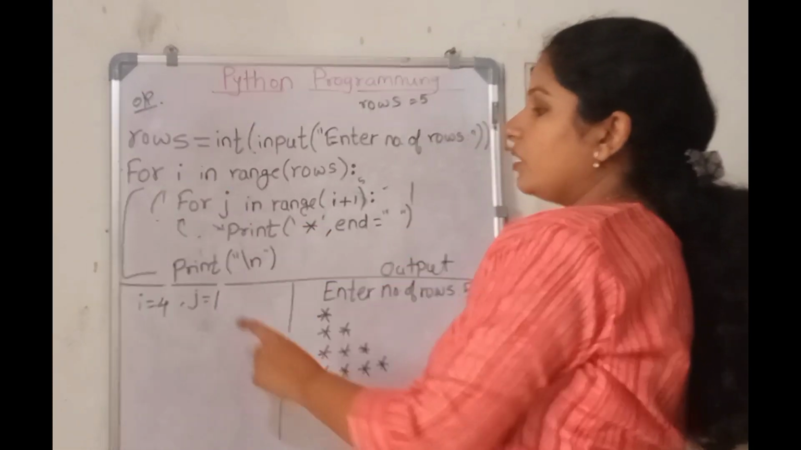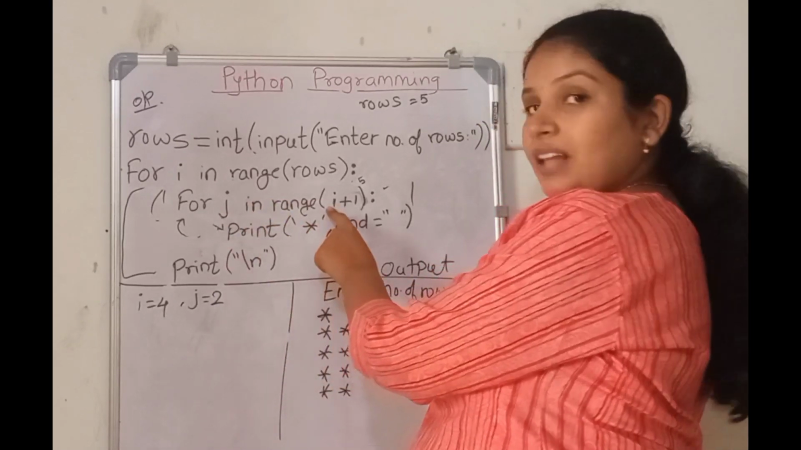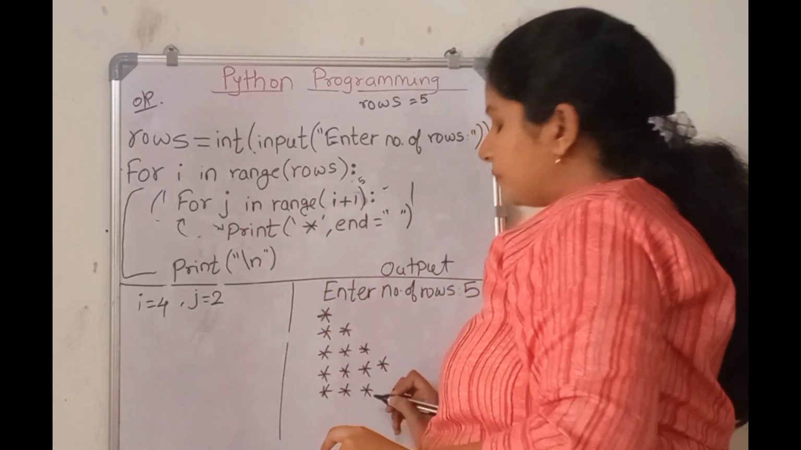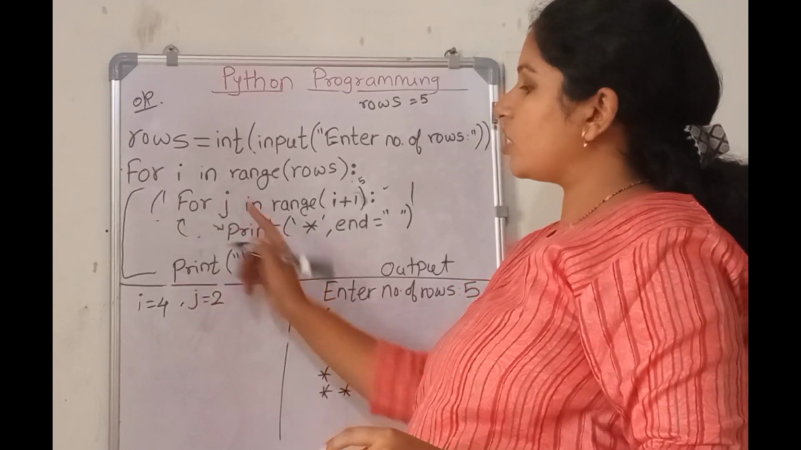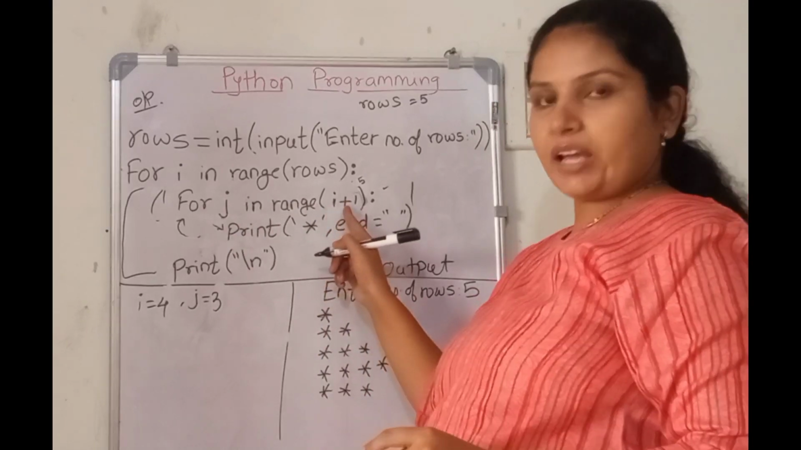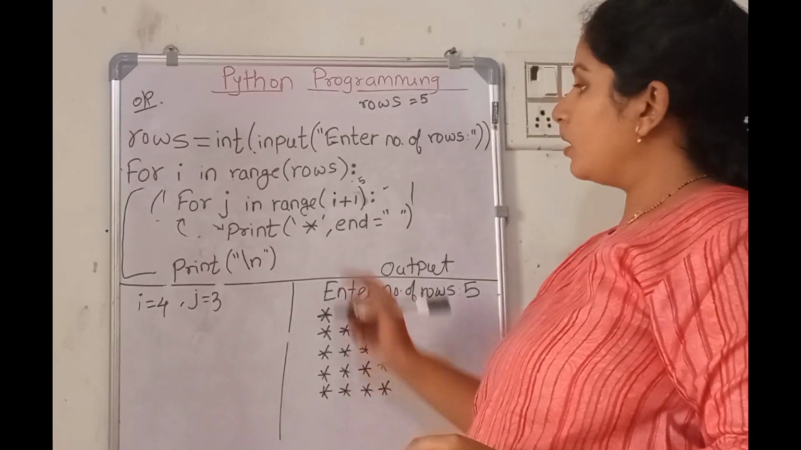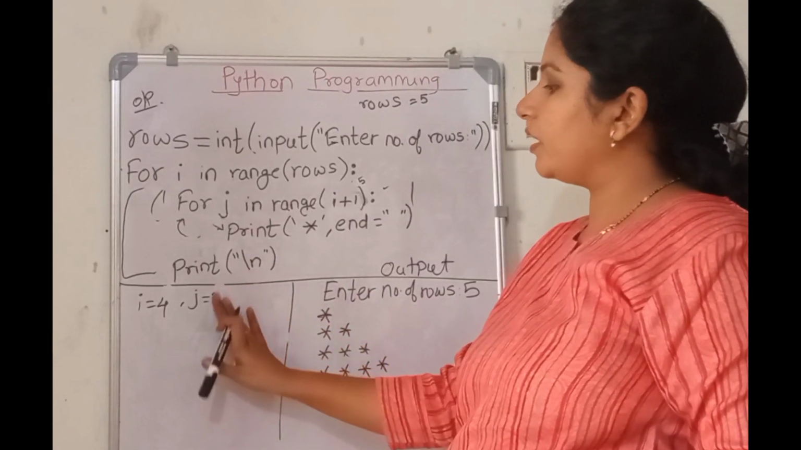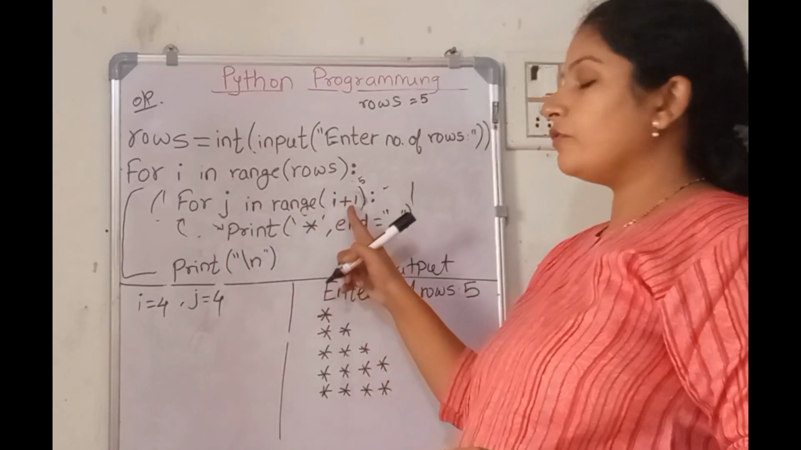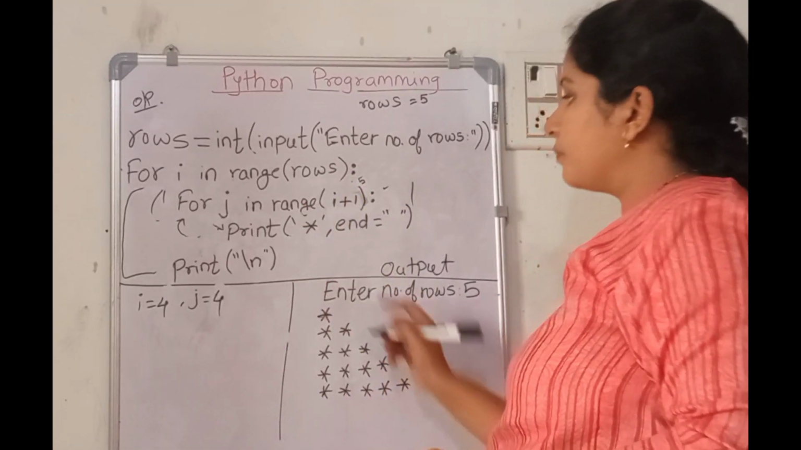Again go back to the j. Now j value is 2. 2 is less than I plus 1. Yes. Print third asterisk. Now again go back to the j. Now j value is 3. 3 is less than 5. Yes, true. Go inside, print the fourth asterisk. Again, j value will be incremented by 1. J is 4. Is 4 less than 5? Yes, condition is true. Go inside, print the fifth asterisk.